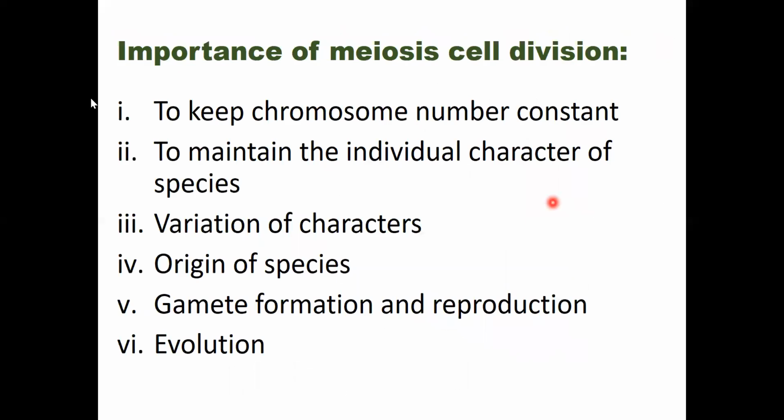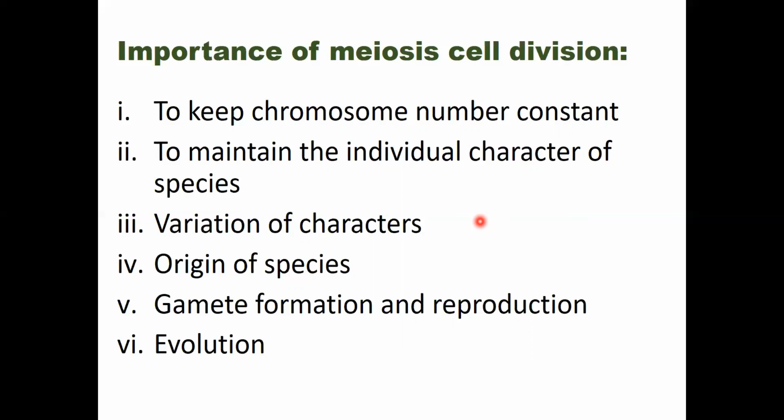Now let's talk about the importance of meiosis cell division. The first importance is to keep the chromosome number constant. It is known that the chromosome number is constant from species to species. This is very important. Every individual organism in the same species has to contain the same number of chromosomes. This is mandatory to make the same species. It is possible to keep the chromosome number constant due to this meiosis cell division.